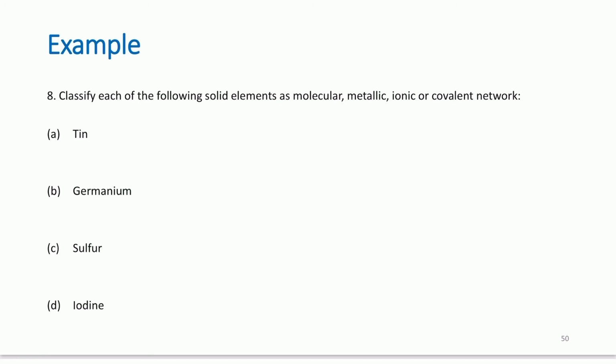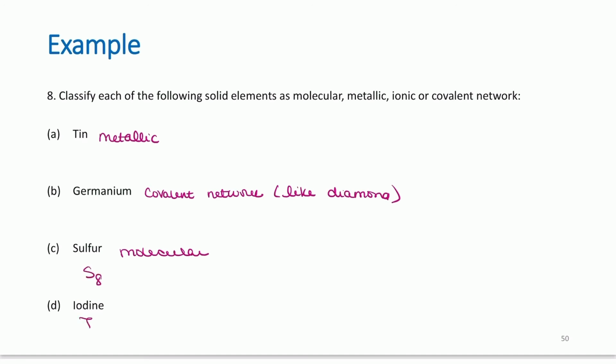Let's see. Classify each of the following solid elements as molecular, metallic, ionic, or covalent network. Tin. It is a metal. It is metallic. Germanium. This one might be a little confusing. Germanium is actually one of your metalloids. This undergoes a covalent network. It's like diamond. Sulfur. Sulfur really likes to be S8. It is molecular. Iodine, one of your diatomics, also molecular.